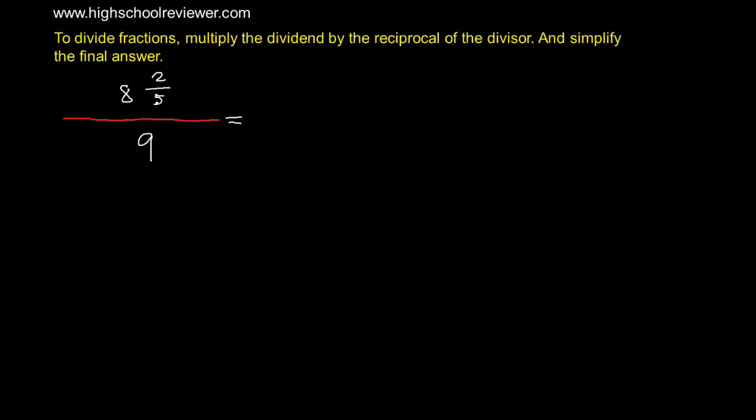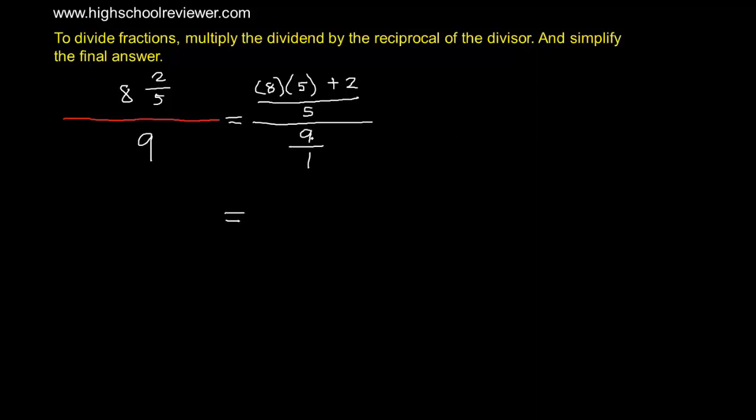To convert this, we multiply the denominator to the whole number, so we have 8 multiplied by 5, and then we add the numerator, plus 2. For the denominator, we just copy the denominator, which is 5. Then we have here positive 9. To make this a fraction, we just divide it by 1, so this will be 9 all over 1.